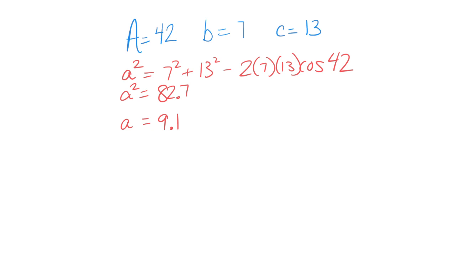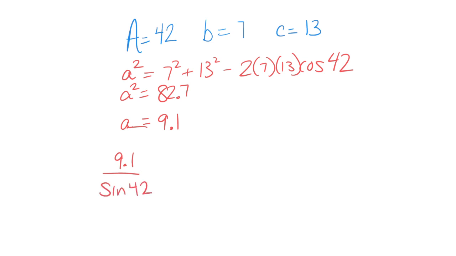So now I have my three side lengths. I have A here, I have B, and I have C. I still don't really have options. I'm going to have to go ahead and go with my A's to set up my law of sines. So here we go, 9.1 over the sine of 42.